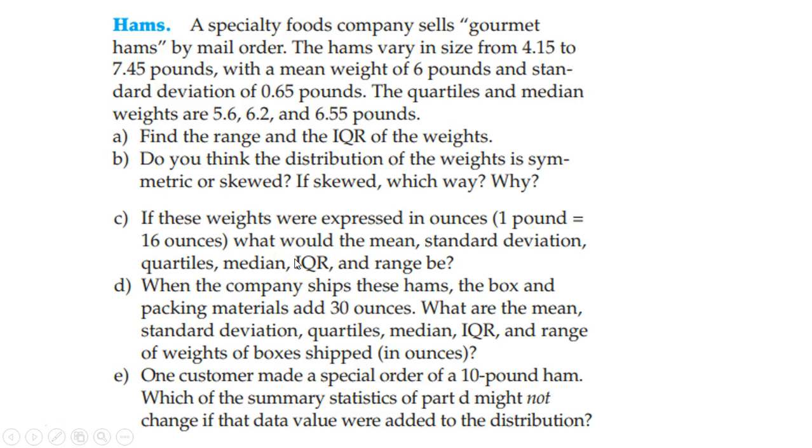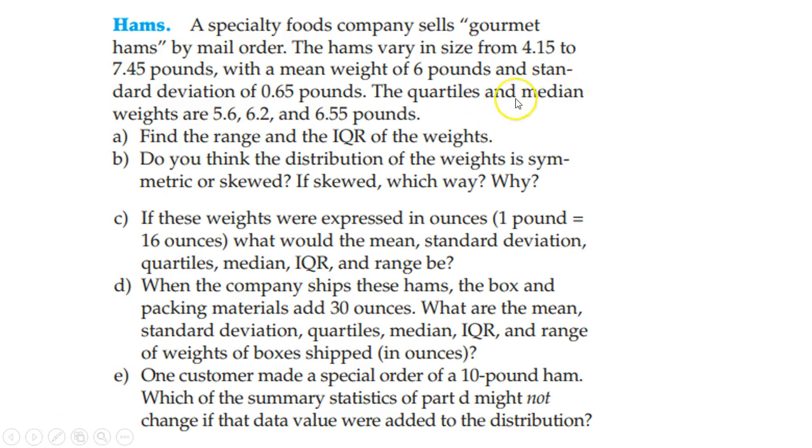Taking a look at this one, a specialty foods company sells gourmet hams by mail order, and the hams vary in size from 4.15 to 7.45 pounds with a mean weight of 6 pounds, standard deviation of 0.65 pounds. The quartiles have median weights of 5.6, 6.2, and 6.55 pounds.